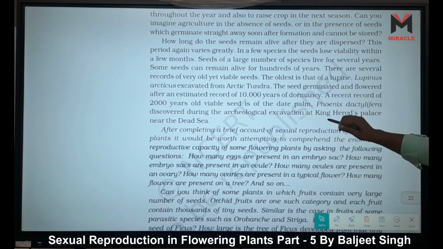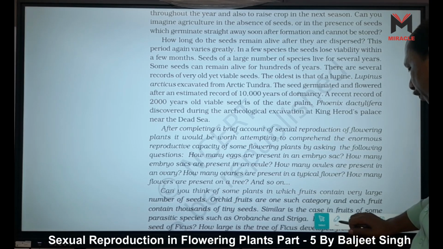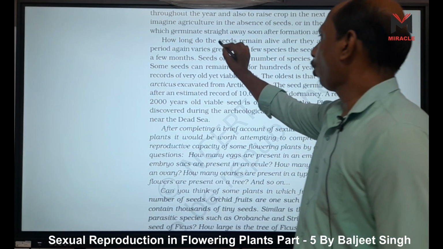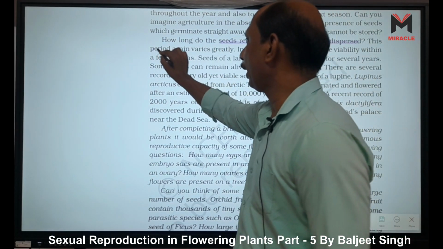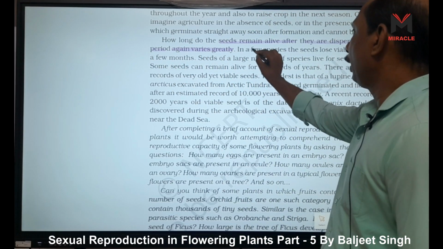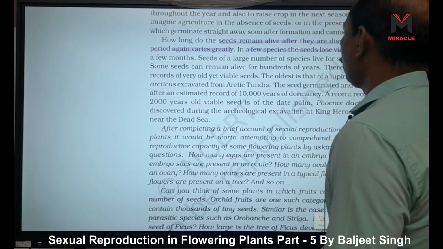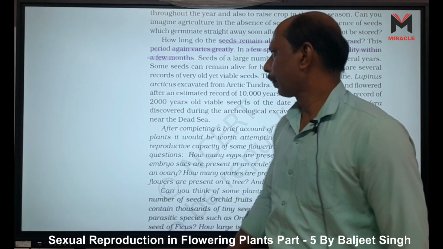How long do the seeds remain alive after they are dispersed? This depends upon their dormancy. How long the seeds remain alive after they are dispersed, this period again varies greatly for different seeds. In a few species, the seeds lose viability within a few months.